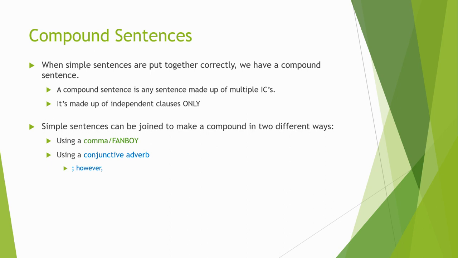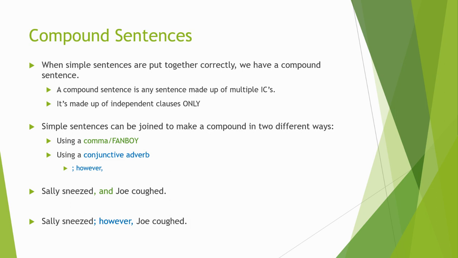Now, of course, when you're fixing run-ons and splices, a third option is to just put a period in there. And yes, that does correct the mistake. However, it does not create a compound. Instead, it just creates two separate simple sentences. So if you want to make a compound, here are your two methods: using a comma and a fanboy, or using a conjunctive adverb.